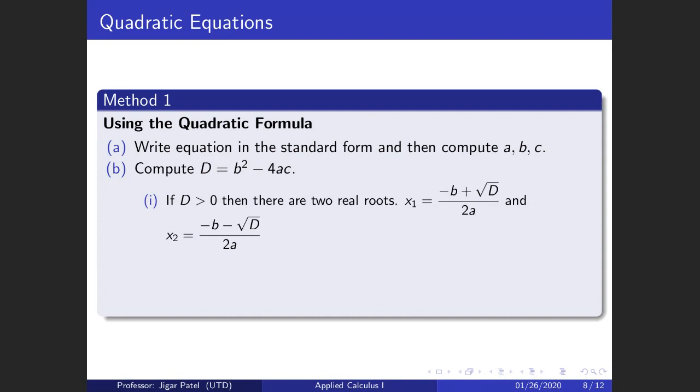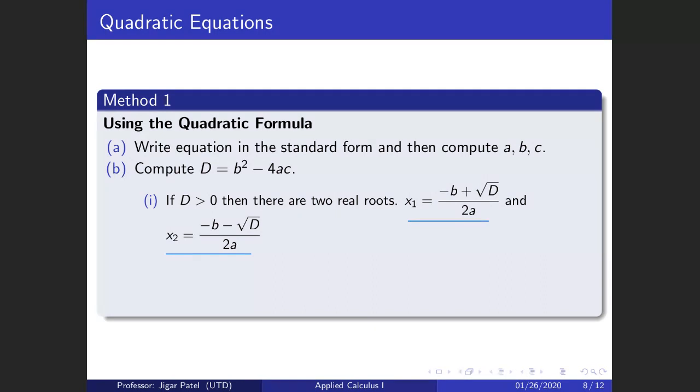Well, roots can be calculated using this formula. Negative b plus square root of D over 2a. The second root will be negative b minus square root of D over 2a. All right, so it's a very simple case. If D is positive, there are two roots: negative b plus square root D over 2a, negative b minus square root D over 2a.